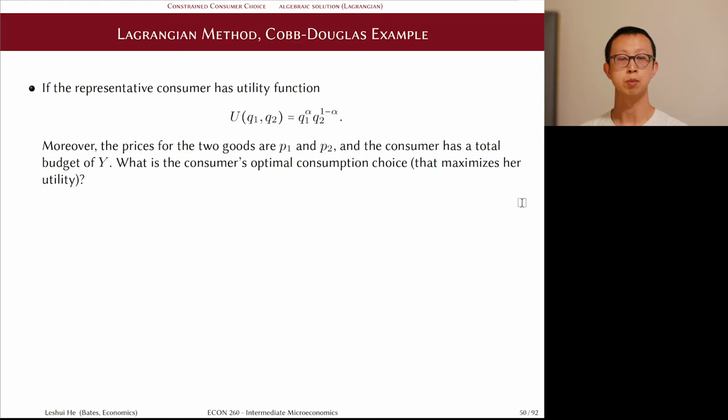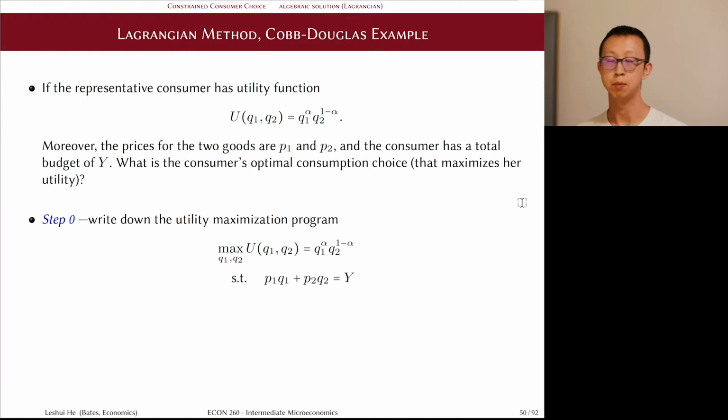To use the Lagrangian approach, we'll first need to write down our optimization problem very clearly. As you get familiar with the Lagrangian approach, writing down the problem clearly and correctly is in fact one of the hardest parts of solving the problem. Once the maximization program is correctly written down, everything else mostly follows very naturally. So in our maximization problem here, we have 4 pieces we need to clearly define.